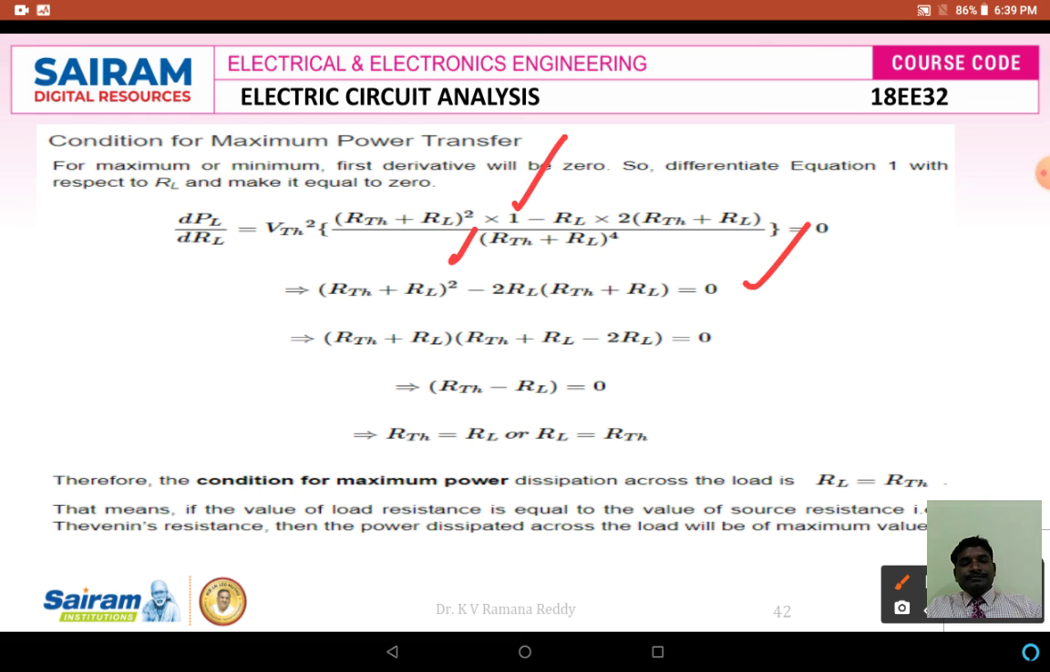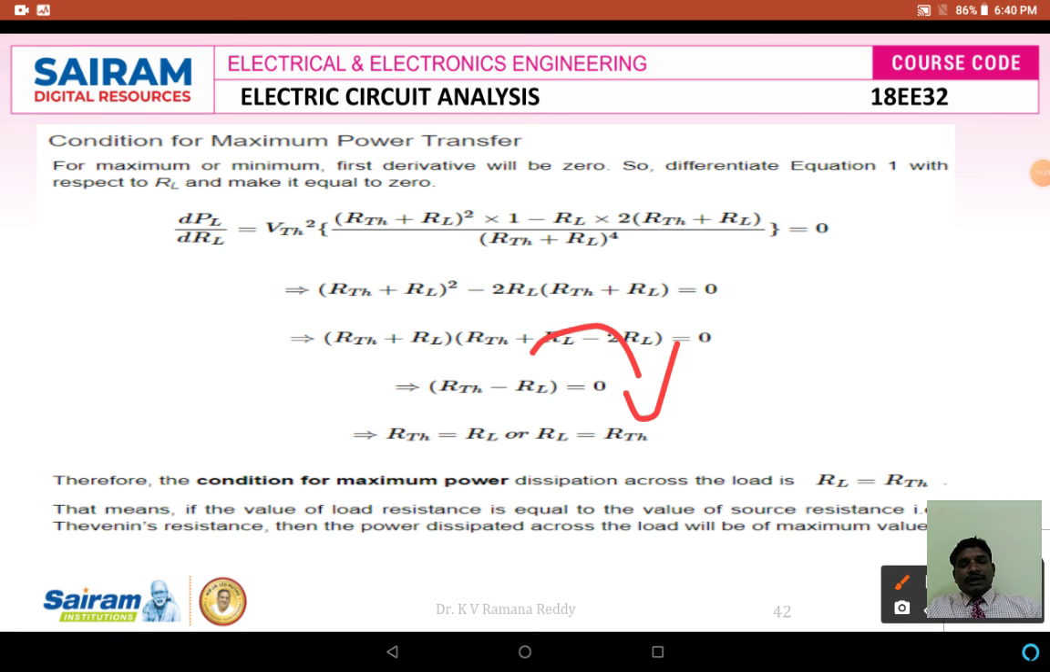Now here, taking out Rth plus RL, we get Rth plus RL into Rth plus RL minus 2RL. Simply applying the A plus B whole square formula and simplifying, the equation becomes Rth plus RL into Rth plus RL minus 2RL is equal to 0. Sending Rth plus RL to the other side, the remaining equation is Rth minus RL. In this Rth minus RL, if I send minus RL to the other side, the remaining equation becomes Rth is equal to RL.